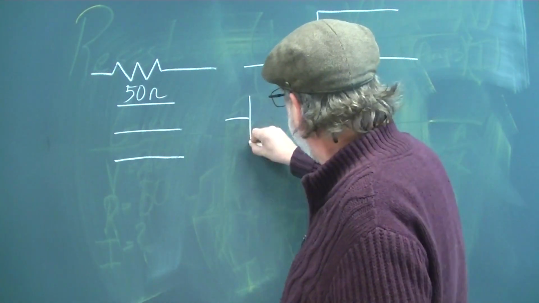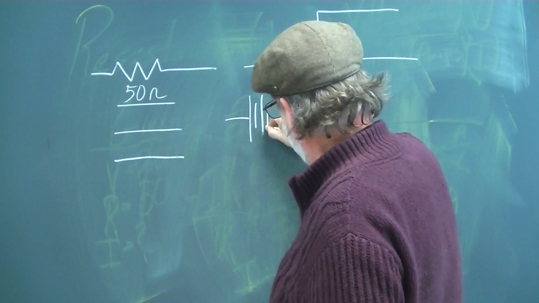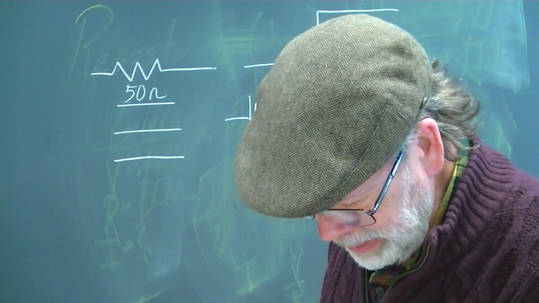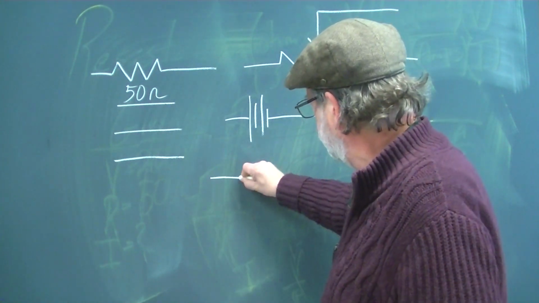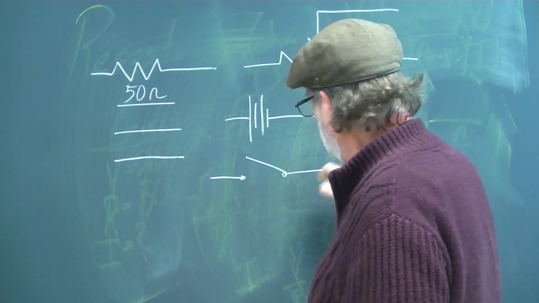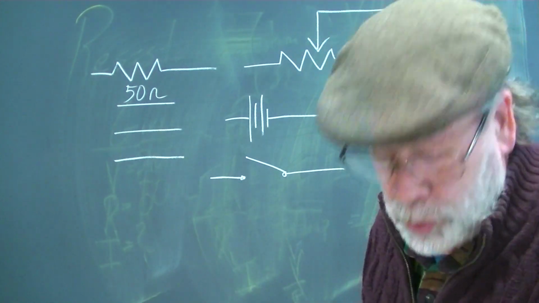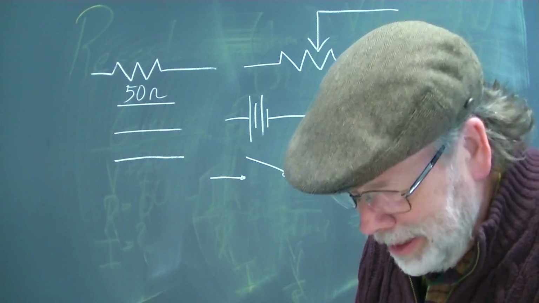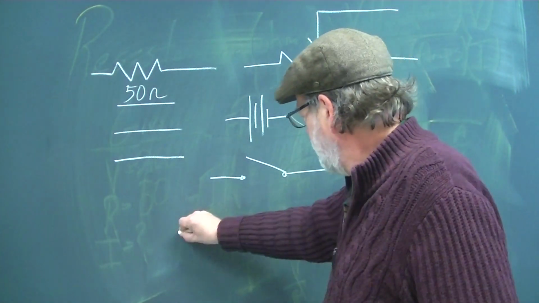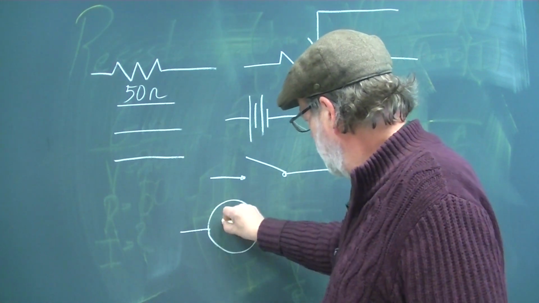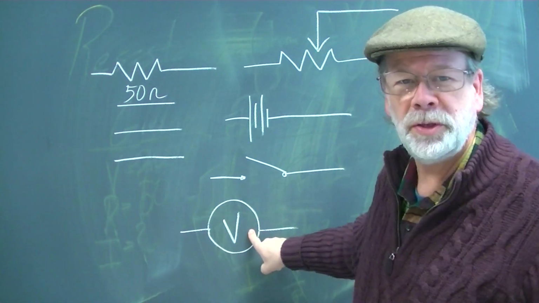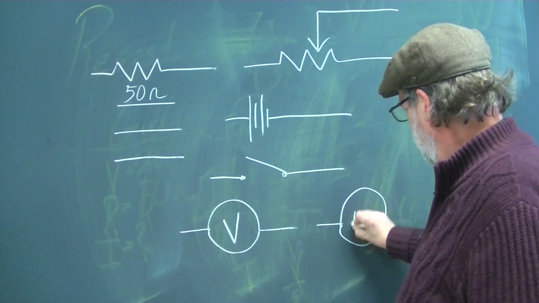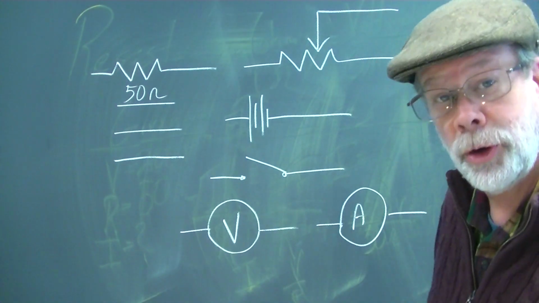A battery looks like that. These are the individual cells in a battery. A switch in a circuit would look like that, right? You just press it down and the switch is activated. A very important understanding we're going to have here is that's a voltmeter. It measures voltage. This is an ammeter, and it measures current.